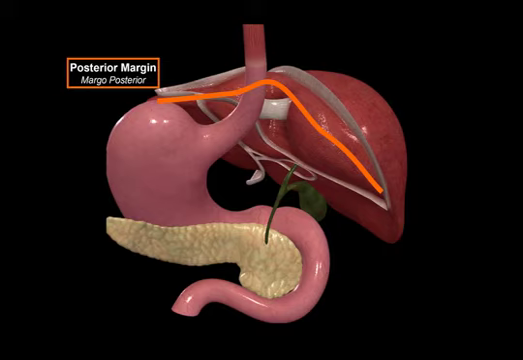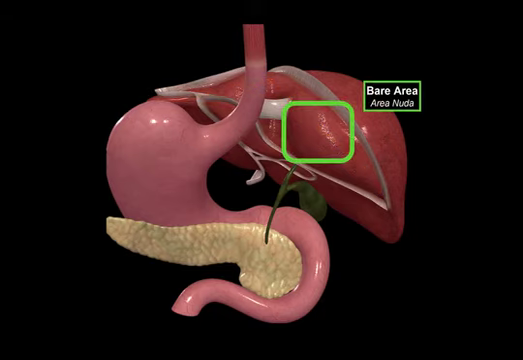An interesting thing about the posterior margin is that the whole liver is covered by ligaments and fat, which we call the peritoneum, except for this area right here on the posterior margin. We call this area the bare area, or area nuda. It's bare because it's the only place that is not covered by fat tissue. It's in direct contact with the diaphragm, because remember, the diaphragm lies on top of the liver.